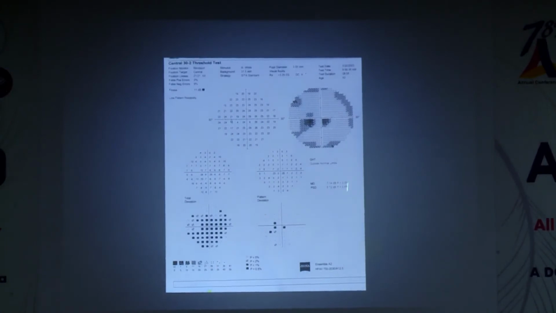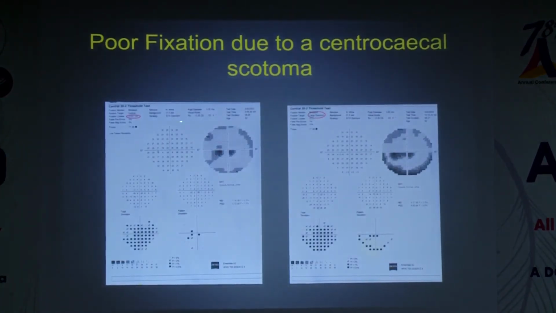Now this is a patient with a centrocecal scotoma. So what do you do in this situation? You can see that the patient has a lot of fixation errors, and the foveal threshold is pretty low. So the patient has a macular pathology. So you can use a large diamond in place and then get a better delineation of what the actual defect is.